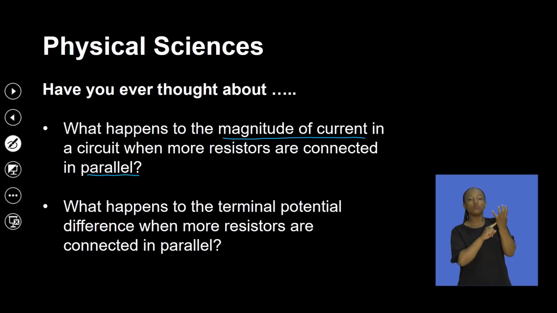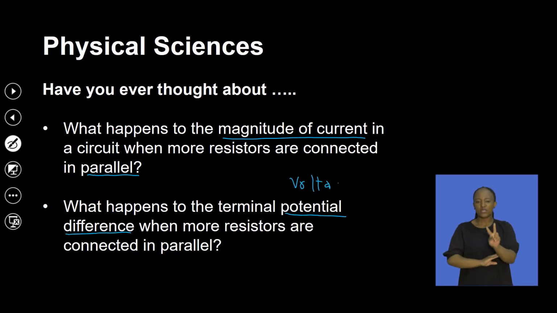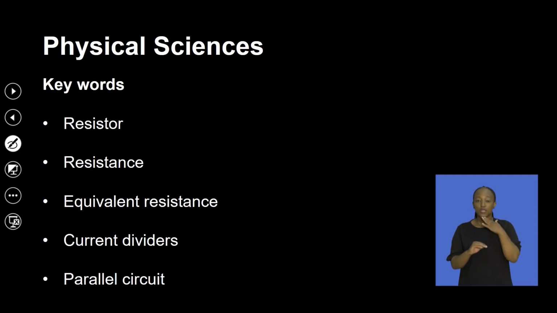The second thought is, what happens to the terminal potential difference? That's the voltage. What happens to the voltage when more resistors are connected in parallel? So it is essentially about the parallel resistors. These are the keywords.